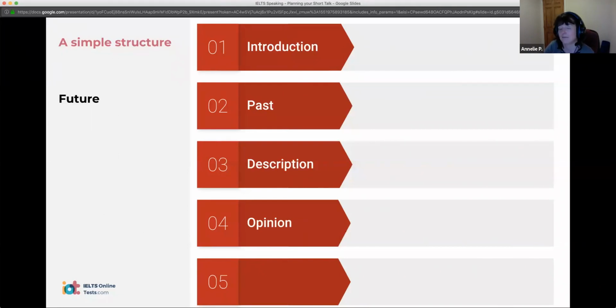Before the future, we probably talk about the opinion. You know, was it a positive experience, a negative experience, scary? And then we can think about the future. Would we want to go back to the same place? You know, would we go again? All right. So what are we going to put in the introduction? What kind of information?